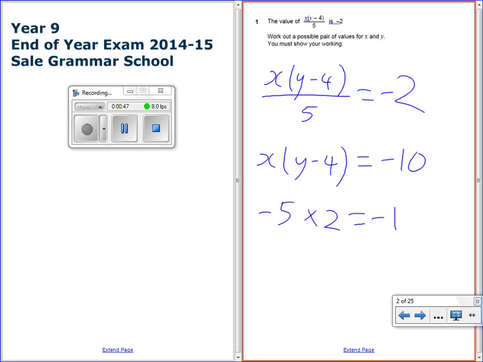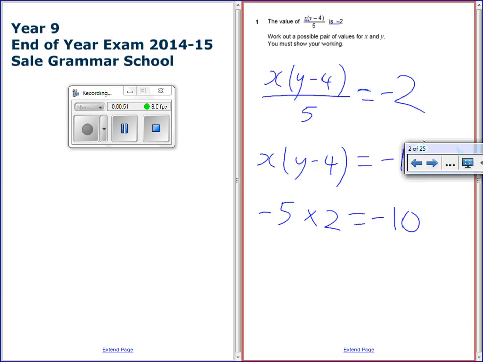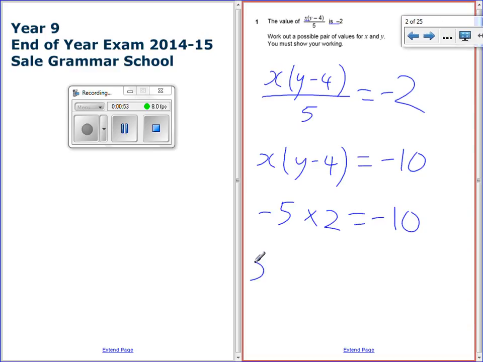That equals minus 10. So for that to work, x must be minus 5 and y minus 4 must be 2. So if y minus 4 is 2, y is 6. That is one combination that works. But as I say, any combination where x multiplied by (y minus 4) is minus 10 works there.